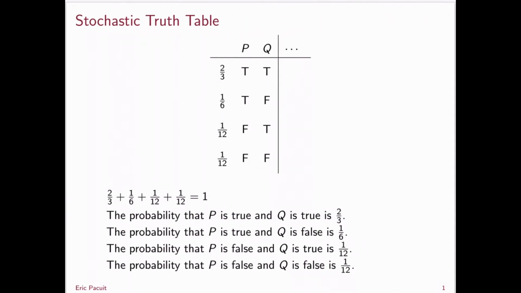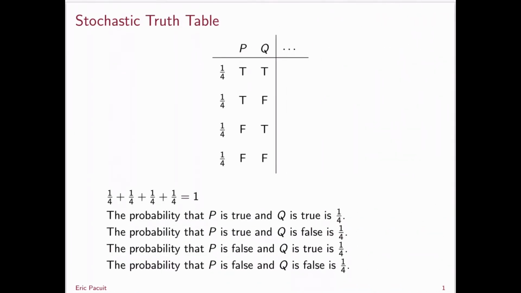So for example, here's a stochastic truth table. 2/3 is assigned to the first row, 1/6 to the second row, 1/12 to the third row, and 1/12 to the fourth row. The sum of those numbers is equal to 1, and then we can say the probability that P is true and Q is true is equal to 2/3. And for example, the probability that P is false and Q is false is 1/12. Here's another example. Perhaps each row is assigned the same probability. So in that case, each row is assigned 1/4 or 25%.